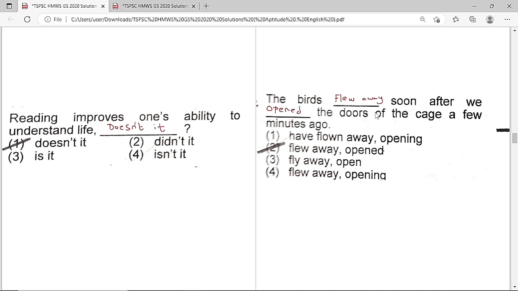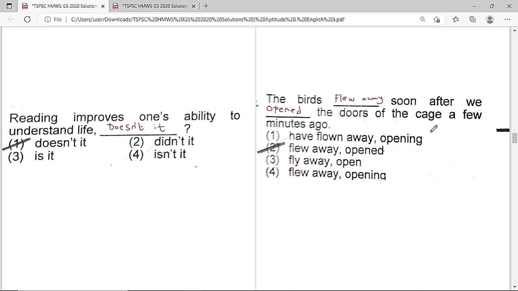The birds flew away soon after we opened the doors of the cage a few minutes ago. This is past tense because it is happening in the past. So the birds flew away soon after we opened the doors of the cage a few minutes ago. Past tense means it is open.